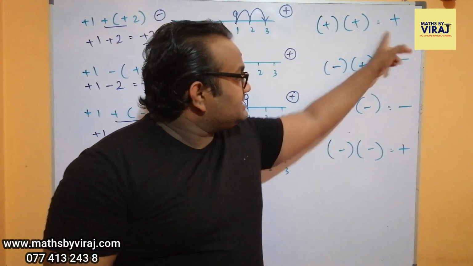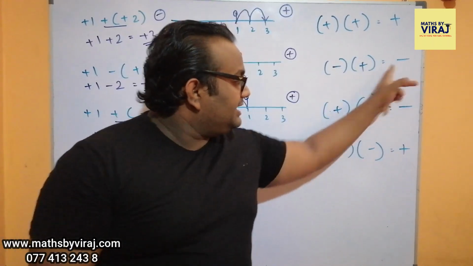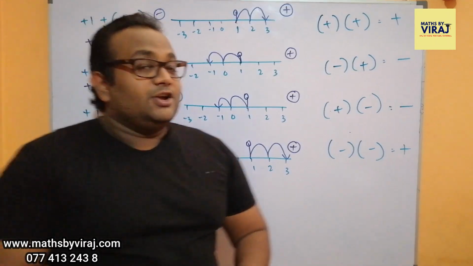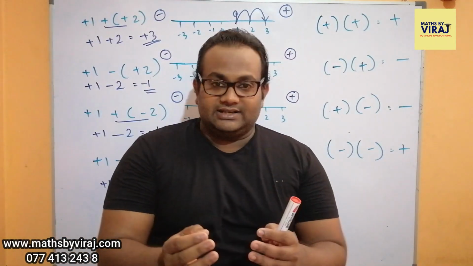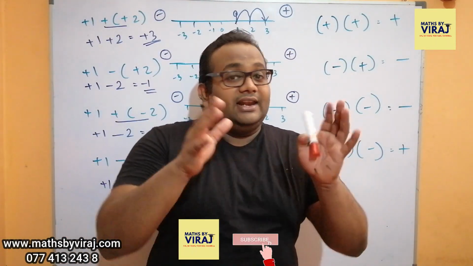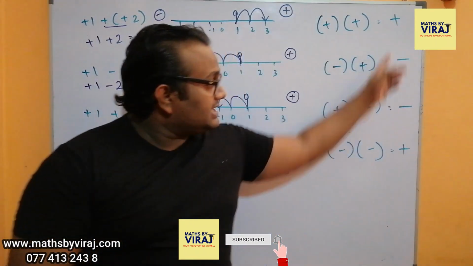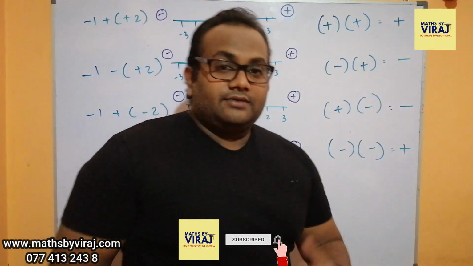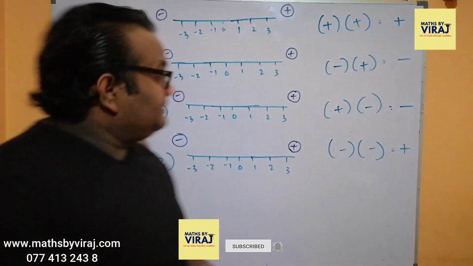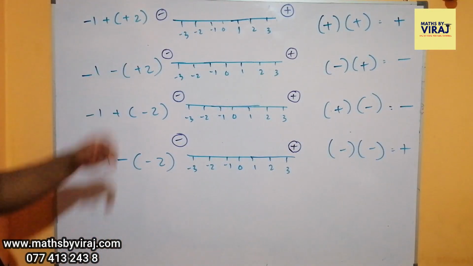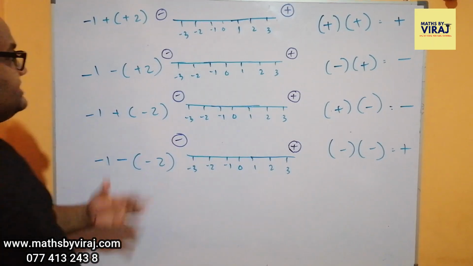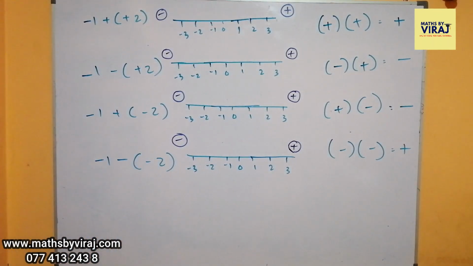Plus and plus, plus; minus and plus, minus; plus and minus, minus; minus and minus, plus. So what you have to remember in simple terms is that like signs together give plus, unlike signs together give minus. Right children, let's look at some examples of number lines where we start off with negative numbers. These are just like the examples which I showed you before.